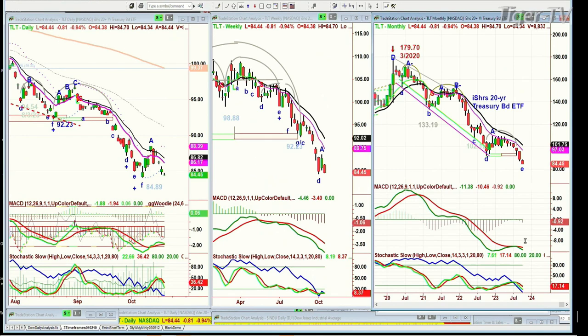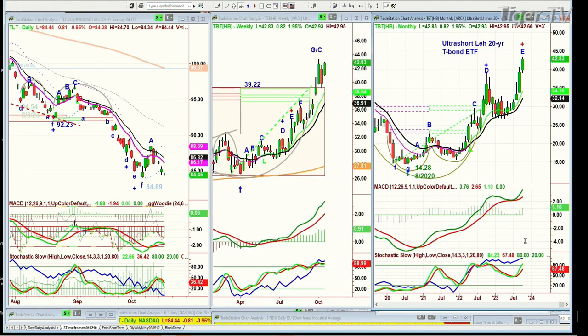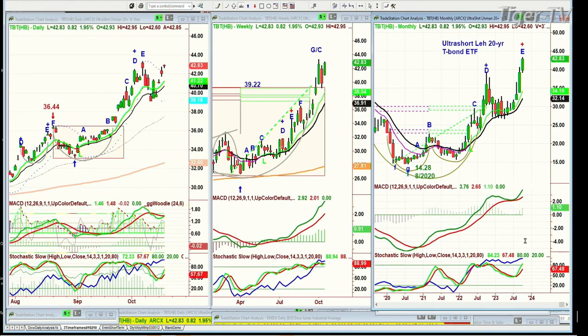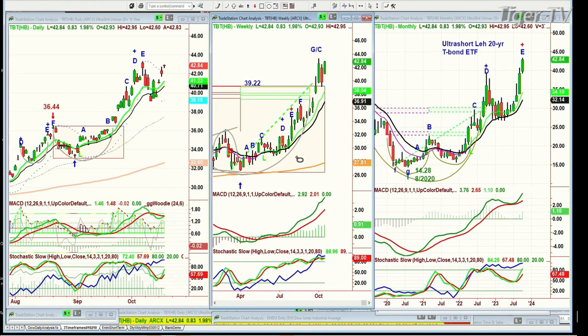If you look at the TBT, it's just a tad under the previous high. And I'm anticipating, based on the monthly chart and the weekly chart, that this is G/C, and there was an instant restart. Remember, that's a technique I call Chapman-Wave instant restart. We were within three bars. After a peak D, you go to leg E, and then you can call it.